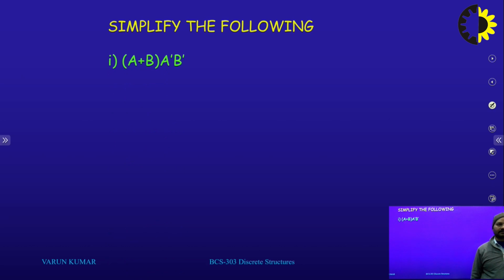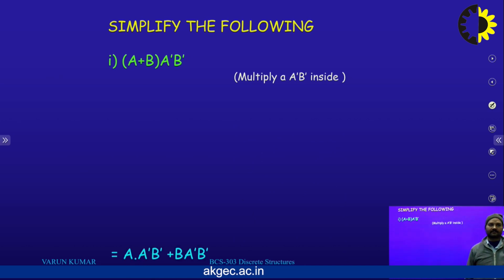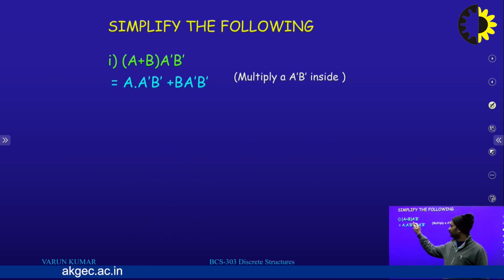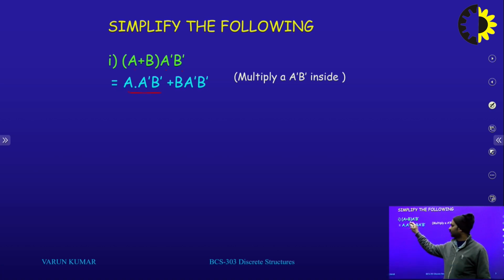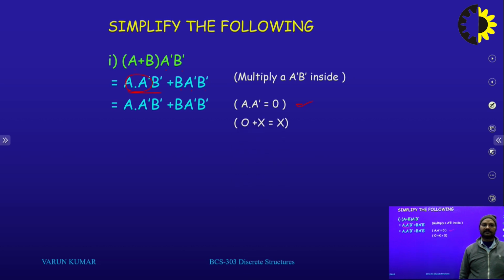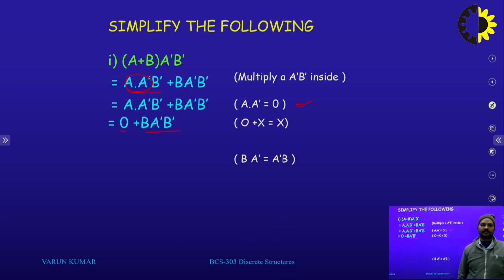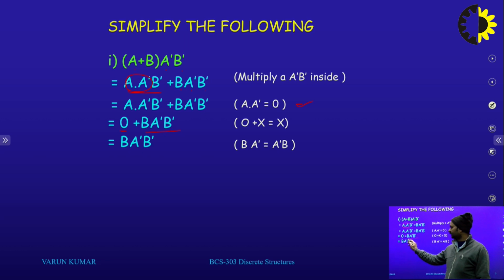Simplify the following: we have the expression (a plus b) dot a bar dot b bar. First we multiply, we get a dash b dash, and we again multiply b, a dash and b dash. So we are using the fact that a dot a bar is equal to 0. So what is our result? That is 0, and 0 plus x becomes x. So the result is b a dash b dash.